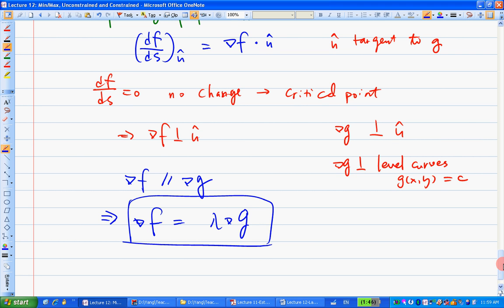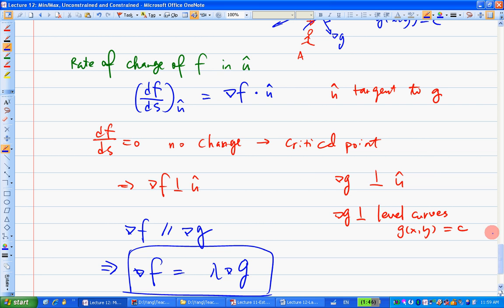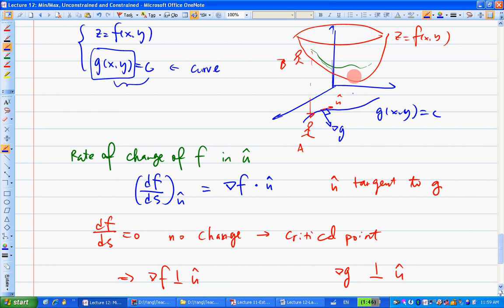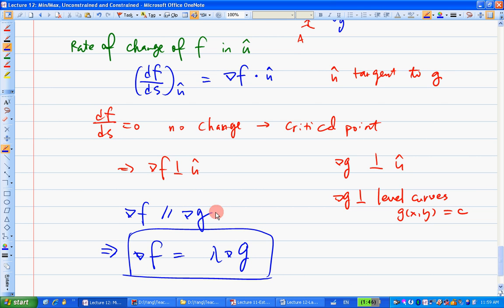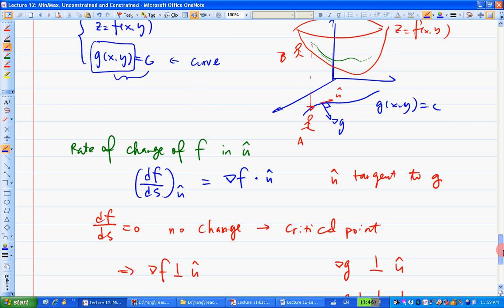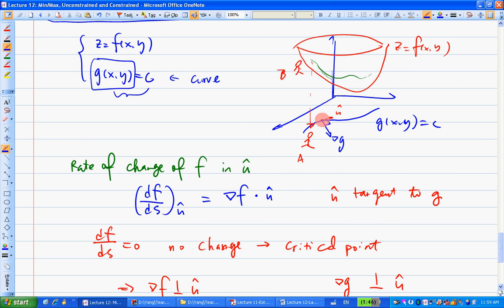So think about what happens here, and think about the whole logic that we just went through. You need to ask yourself, why at the critical point is del f parallel to del g? If I go through it again, u hat is the direction we're walking, and naturally del g will be perpendicular to u hat.